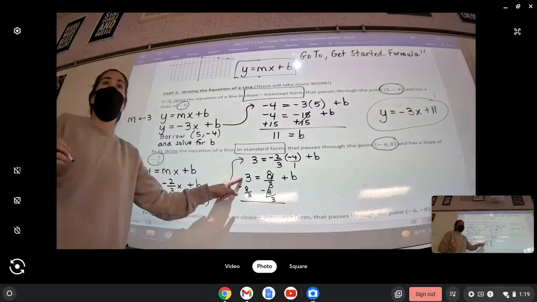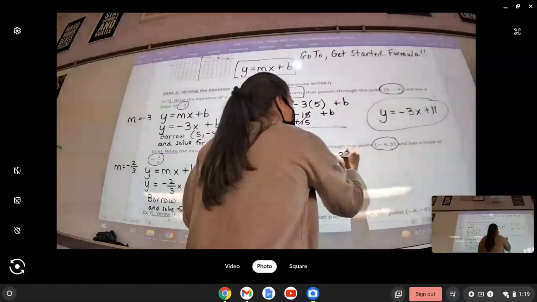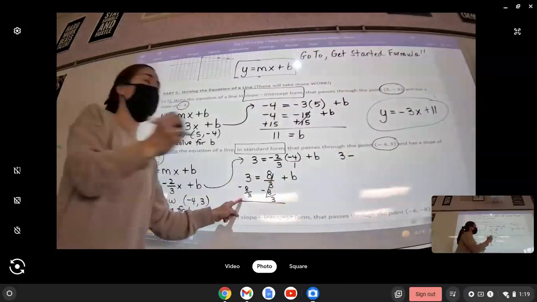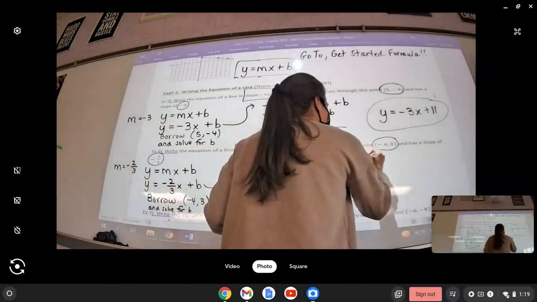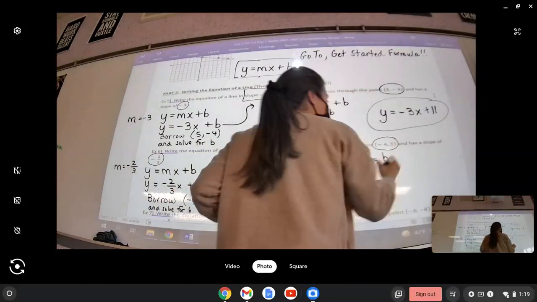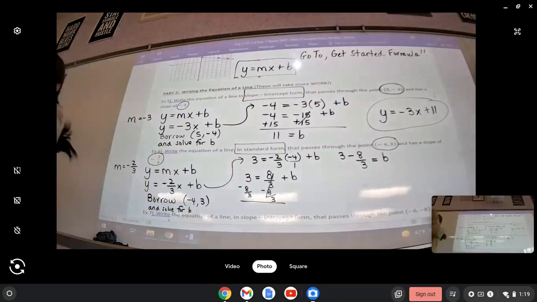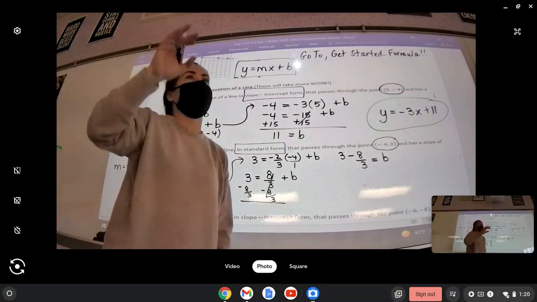Okay, so that means you have to subtract 8/3 from 3, and that is what our b will need to be. If you have a calculator, please feel free to ask it, what's 3 minus 8/3? If it gives you a mixed number, then use your mixed number loop to turn it back into an improper fraction. Otherwise, we got this.